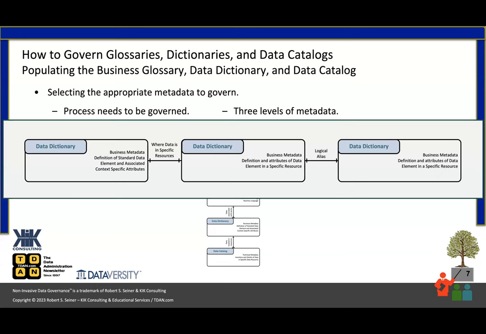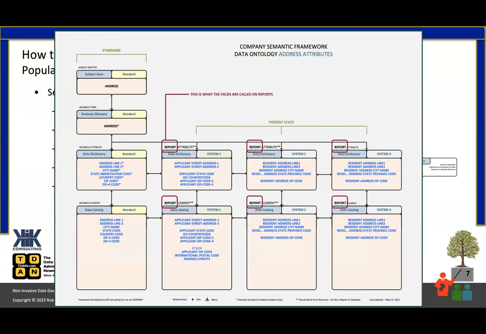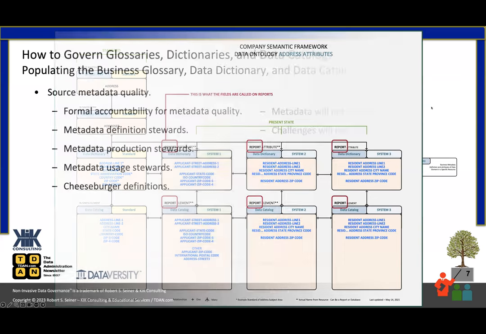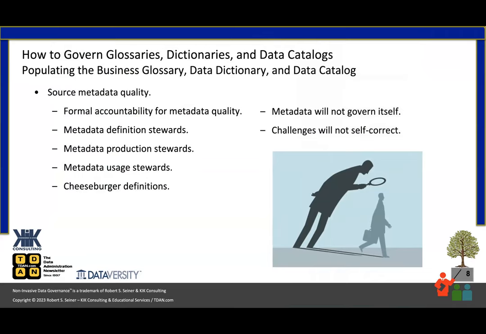So when we're talking about selecting the appropriate metadata to govern, the rationalization metadata is going to be a piece of it. Now, I could spend a lot of time talking about this diagram, but I'm not going to do that. It's just a way of taking that vertical and that horizontal diagram that I just shared with you. And again, rationalizing the metadata so that a business user can come in and see what the standard name for data is, and what it's called in system one, system two, and on the different reports that you have in your organization. So this is not going to happen on its own. Again, when we're talking about governing glossaries, dictionaries, and catalogs, the first thing we need to do is understand what metadata we need and who is going to have responsibility for that metadata.